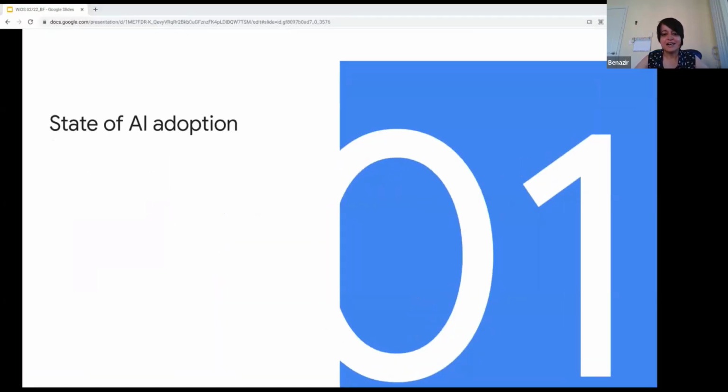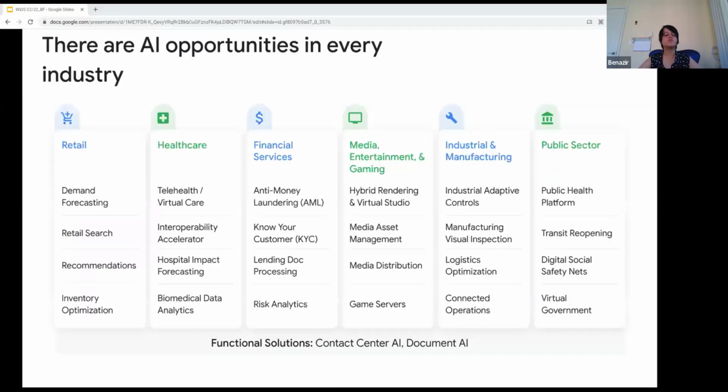Okay, great. State of AI adoption. So I'll start with that. What we are seeing is that currently, worldwide, enterprises are spending a lot on AI in the last maybe 10-ish years. The business spending on AI is expected to hit $50 billion this year. And it's forecasted to double to 110 billion annually by 2024.